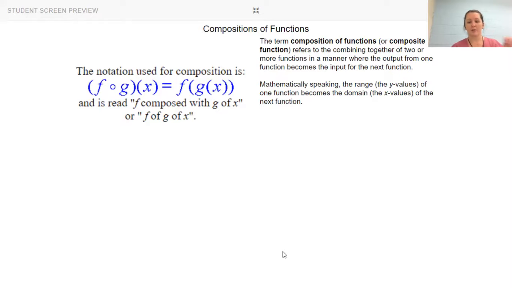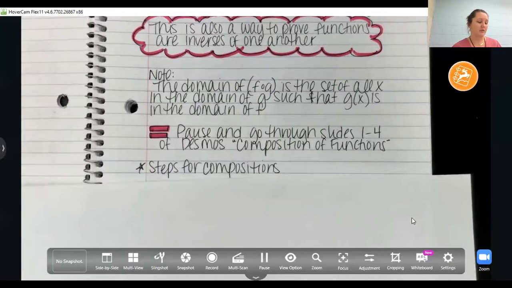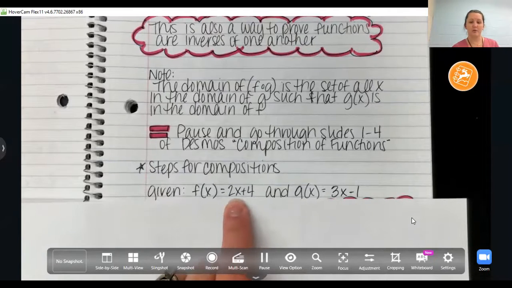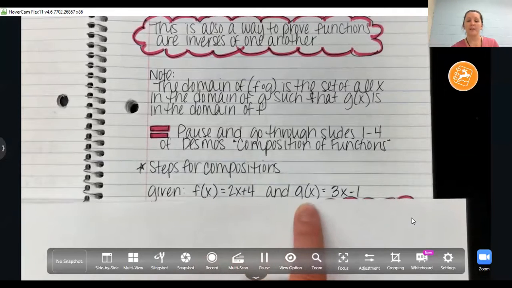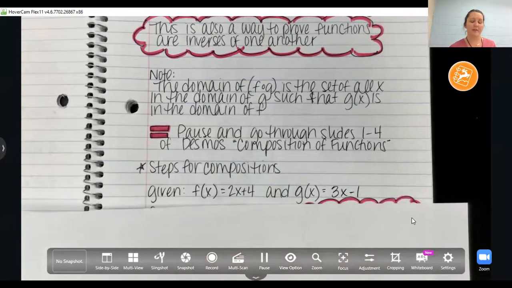All right, let's go back to our notes here. Make sure you fill in those blanks as you go. Here are our steps for composition. Let's say that we have two functions. One is f of x equals 2x plus 4, and the second one is g of x equals 3x minus 1. So two linear functions here, right? Make sure you have a chance to write that down.